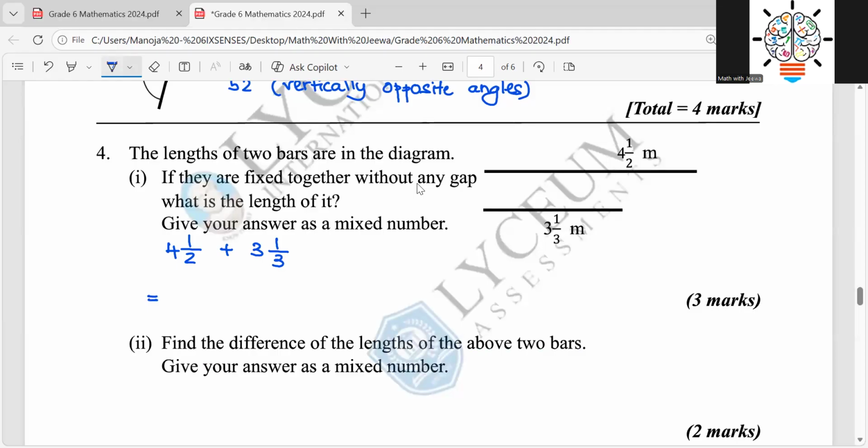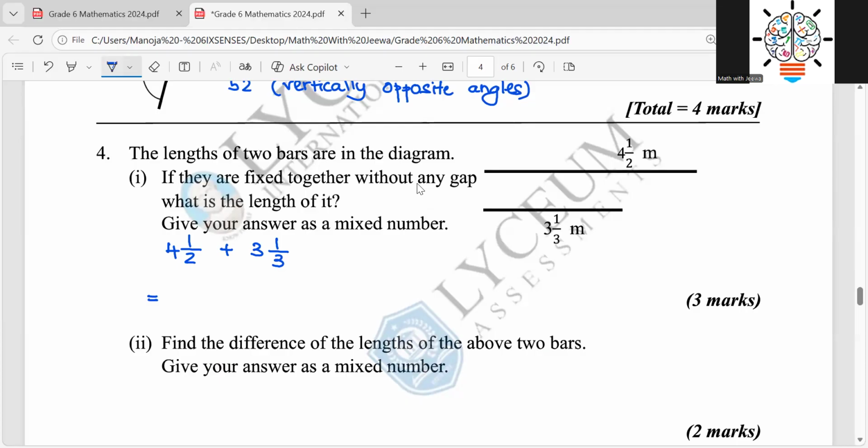What you're supposed to do, children, I told you in the last video also, some students just add the whole numbers and then add the fractions. That is how they simplify. But I recommend you to do it like this. Whenever you come across a mixed number, please convert the mixed number into an improper fraction. That is the recommended way from my end.